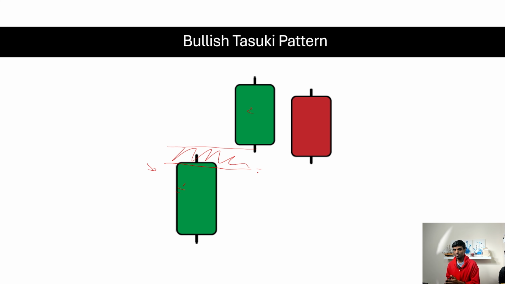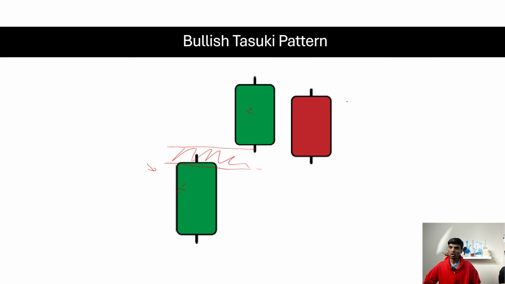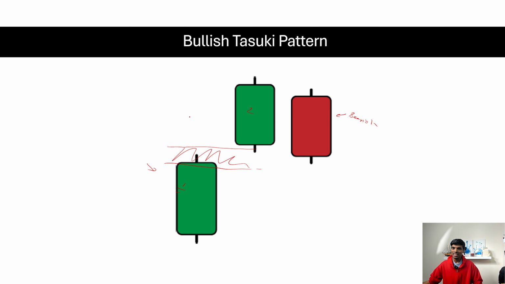So the second candle forms with a gap between the first and the second candle. Now the most important part is the third candle. The third candle is normally a bearish candle, but the main point here is that this bearish candle does not close below the first candle. So there is always a gap between the closing of the third candle and the first candle. So this is what the Tasuki pattern is.